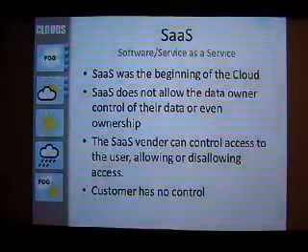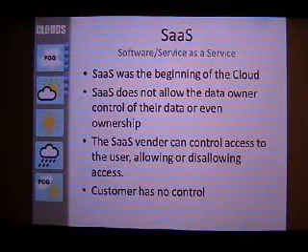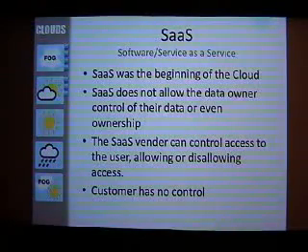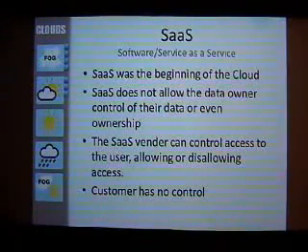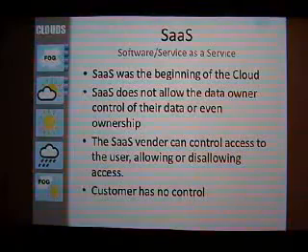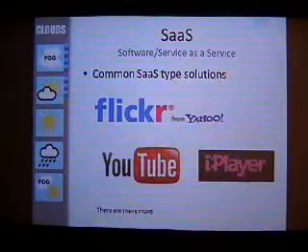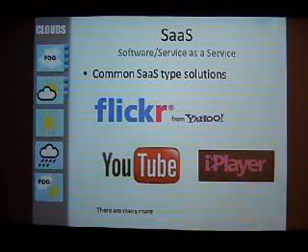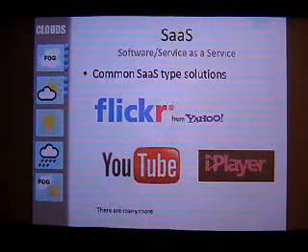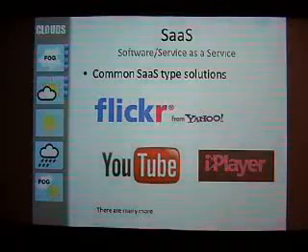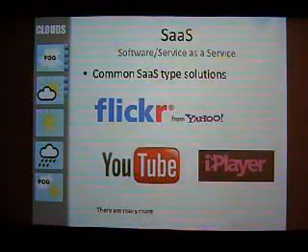The trouble with a SaaS is the customer often has no control over it. It's down to the person who's administering the SaaS to allow you access to this, rather than you having access to everything all the time. So you only get what you're given. Common SaaS solutions: we know Flickr, we know YouTube, we know iPlayer. You can put stuff on YouTube. YouTube gives you the rights to upload things, but they also have the right to ban you. They also have the rights to take the videos off and have the rights to distribute the things.